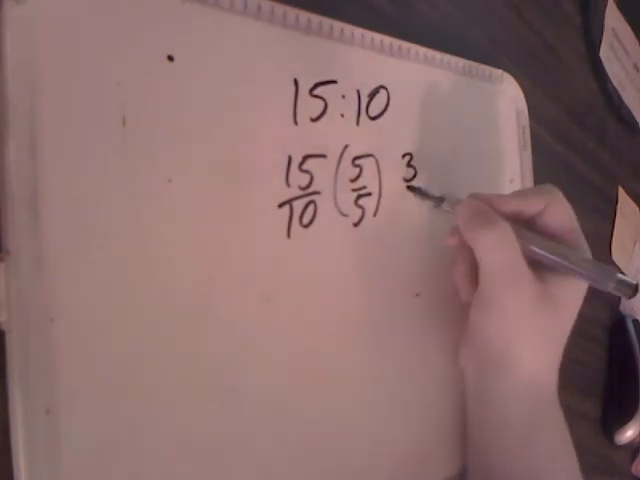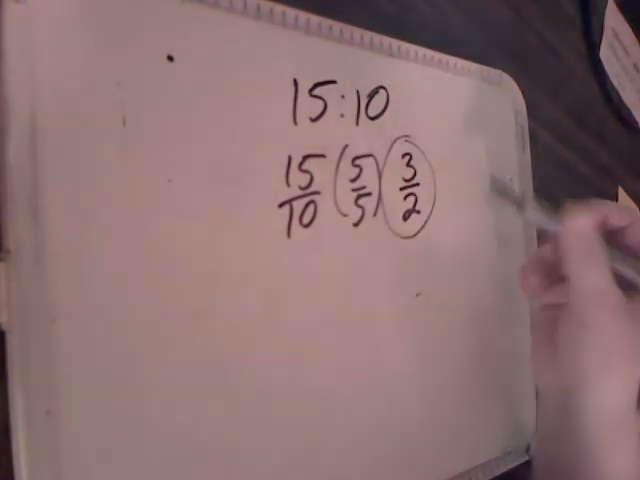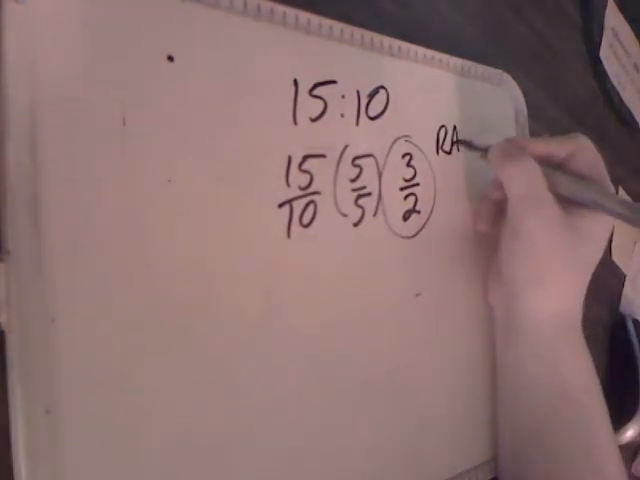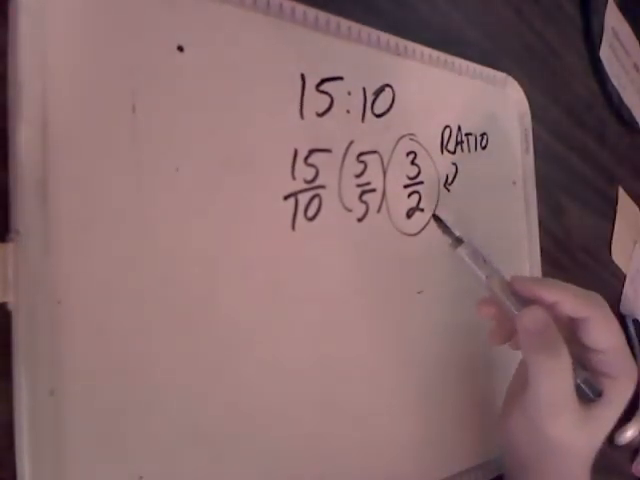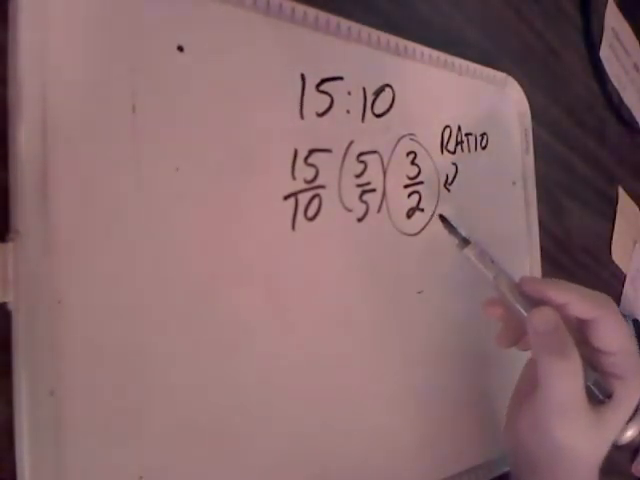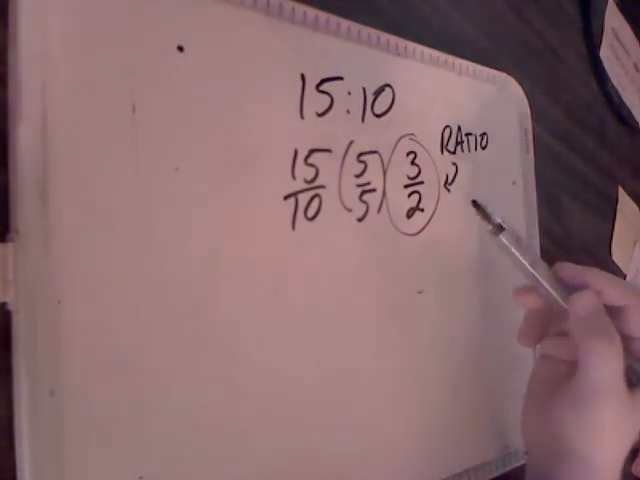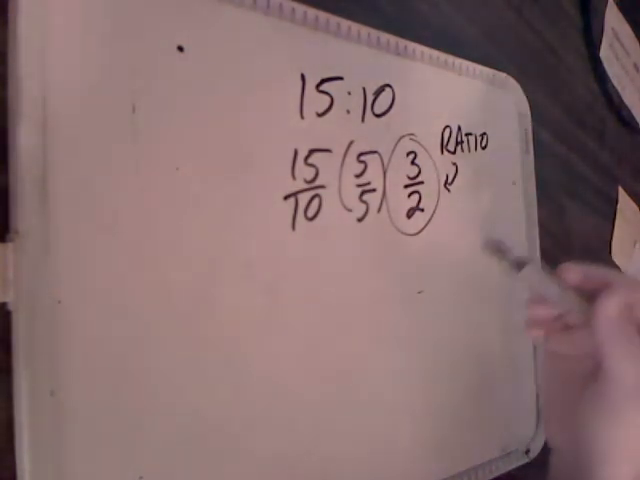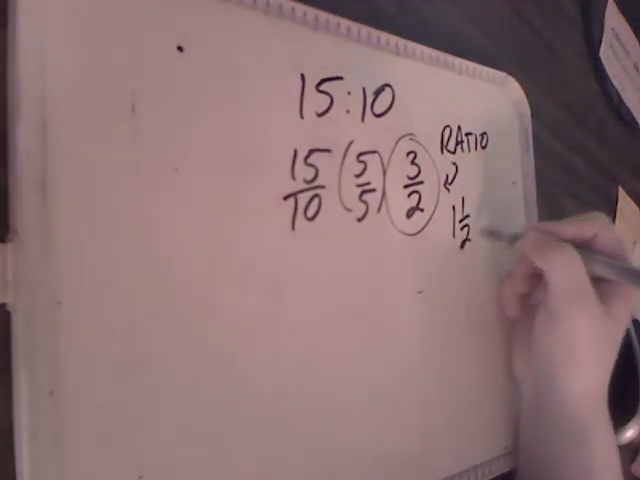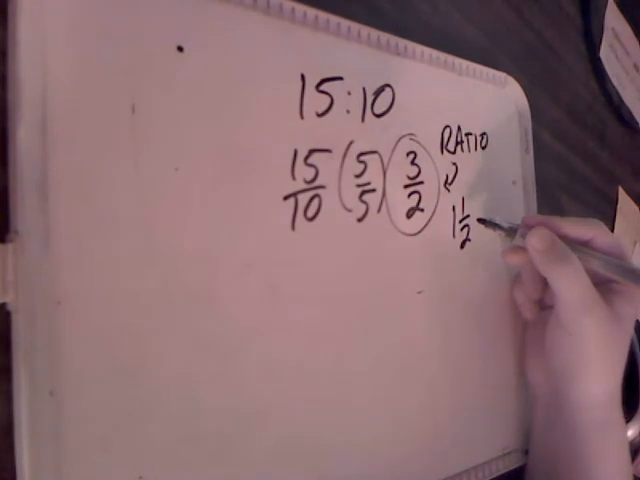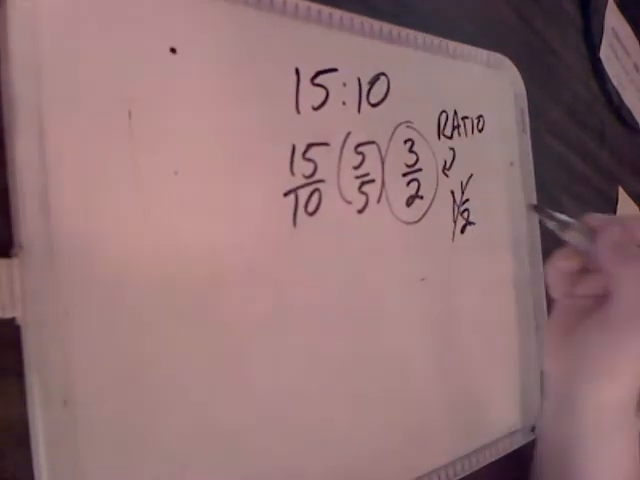15 divided by 5 is 3. 10 divided by 5 is 2. This is the simplified ratio. If this was just a fraction, not in fraction form, we would have to turn this into a mixed number. But because this is a ratio, we do not turn it into a mixed number, because that is not a ratio. That is just a regular mixed number. We don't want that right now.